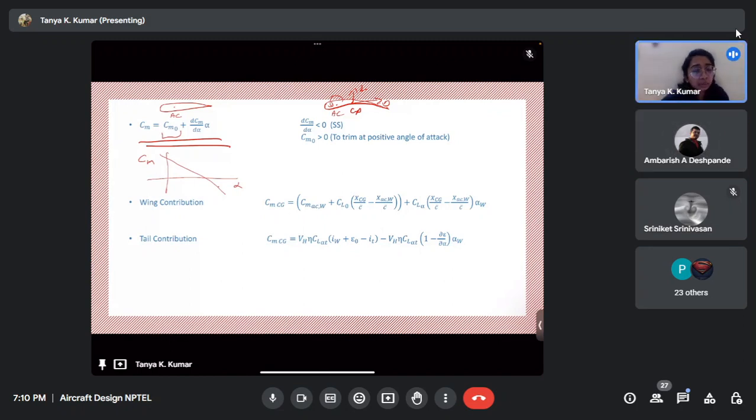What we desire is that Cm naught should be positive. I mean, it's not mandatory.